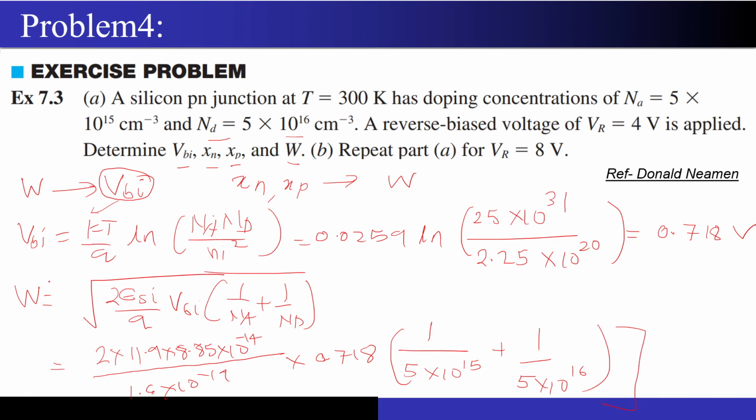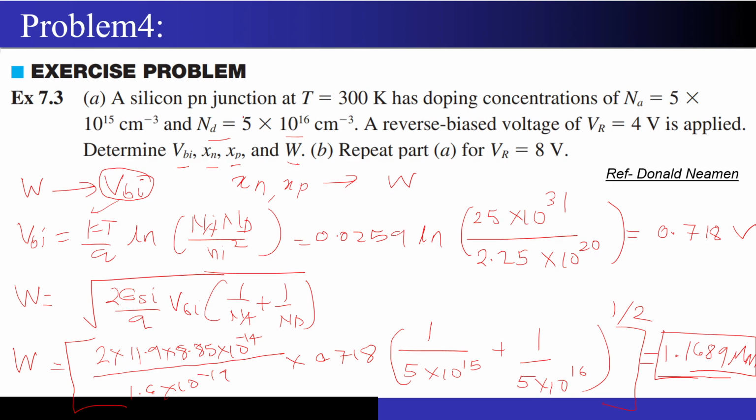And this whole thing that you are seeing has been raised to the power of 1 by 2, correct? So this is the value of W. Now this W value, if you calculate this equation, will come out to be around 1.1689 micrometers. So this is the depletion width that you have, 1.1689 micrometers, correct?